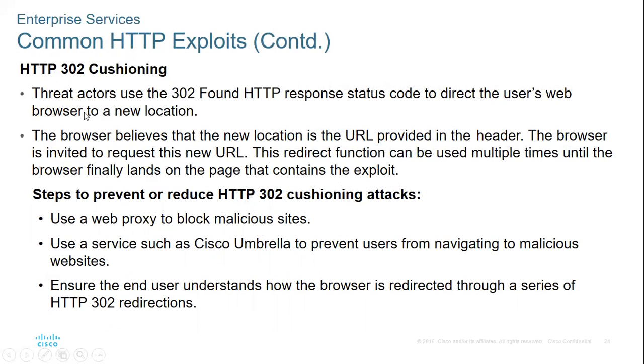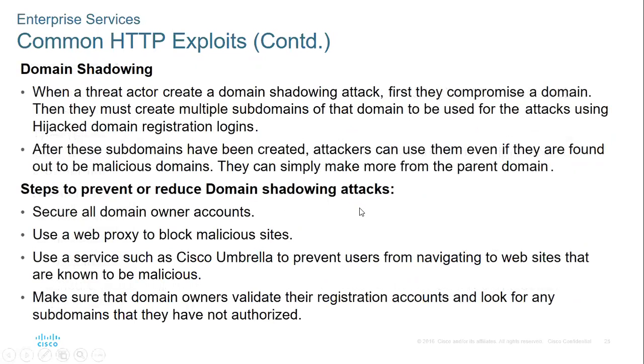The other attack which is there is HTTP 302 cushioning. So the threat actor, they use this response to redirect the user's web browser to a new location. Okay. So how do you prevent or reduce this kind of an attack? It is by using a web proxy. Okay, you can also be using a Cisco Umbrella and also ensure that end users understand how the browser is redirected through a number of steps.